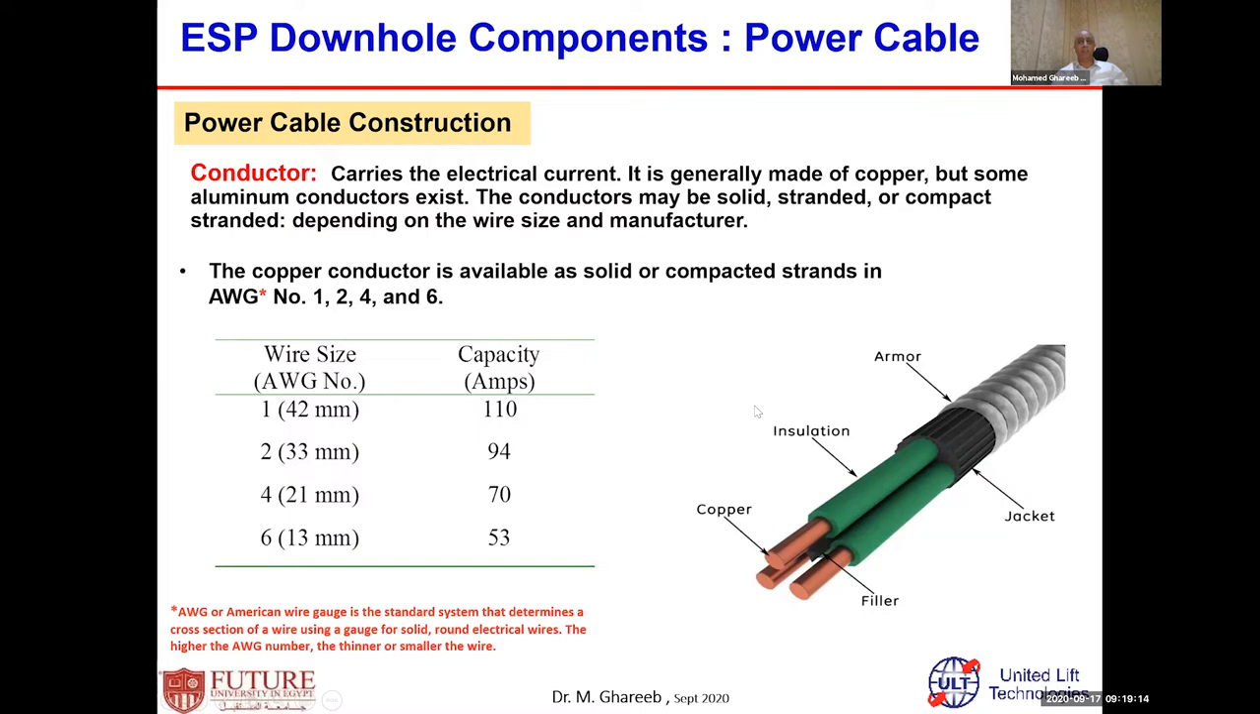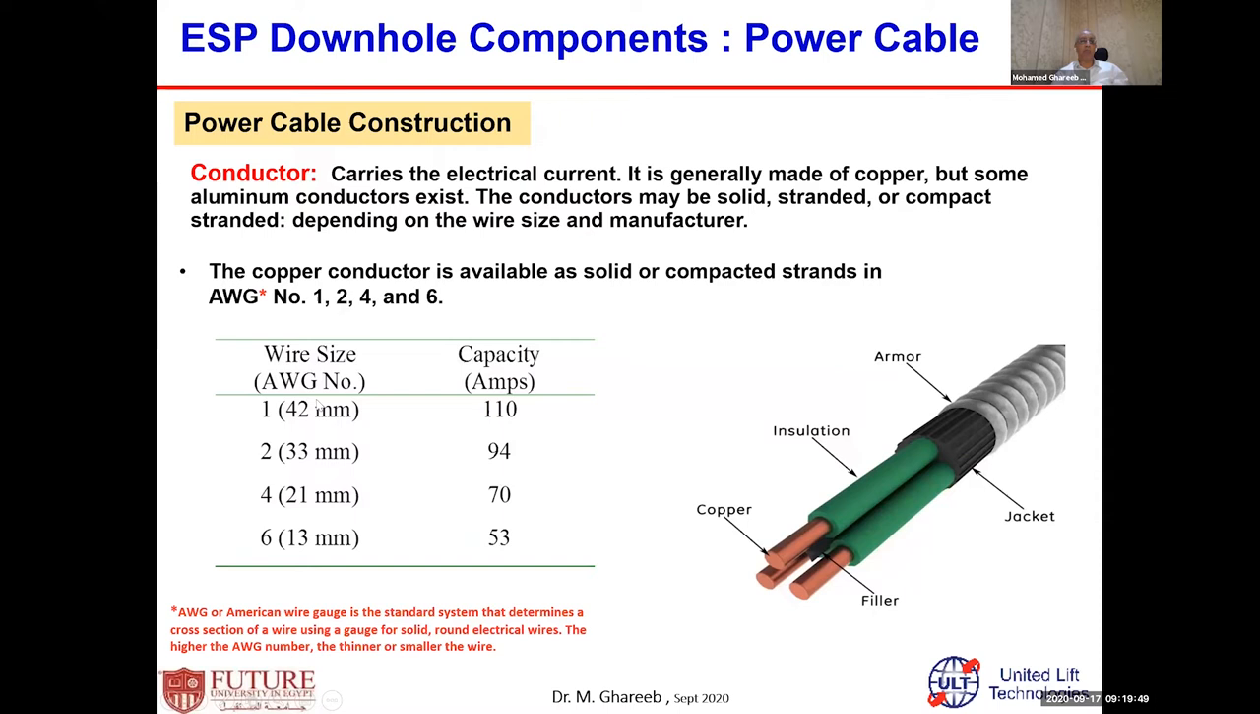As I mentioned, the copper cable is available in sizes: size 1, size 2, size 4, size 6. This is referred to as AWG, which means American Wire Gauge. It's the standard for cable diameters. Then we say, according to AWG, I have number one, number four, number two, number three. However, when the number increases, that means the cable size decreases.